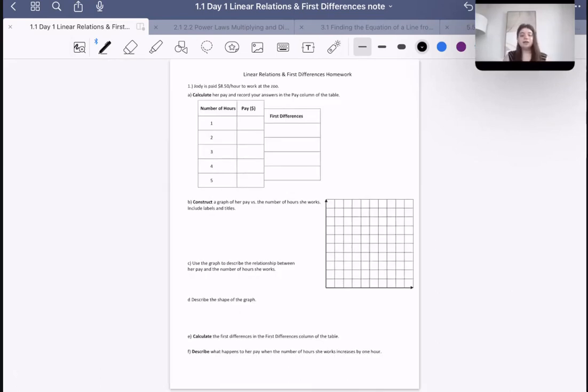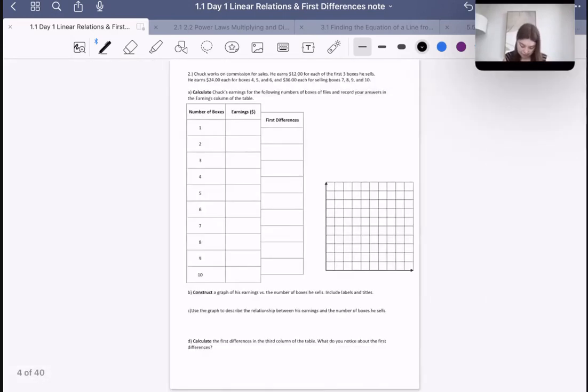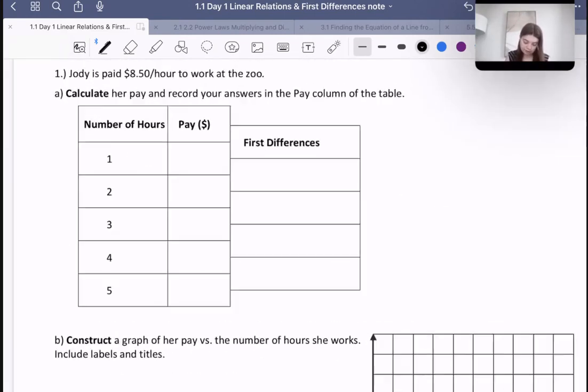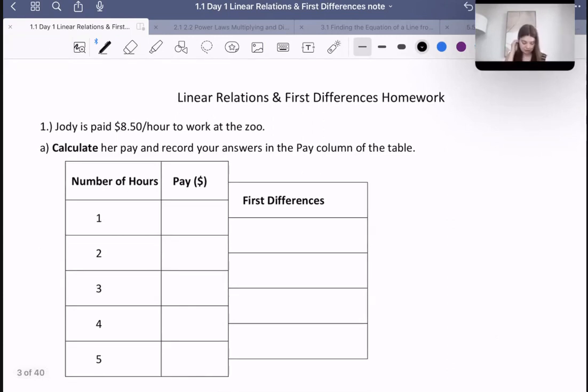All right, so let's do a few more examples here. I'm not going to complete every question on the homework. I'm going to leave question 2 for you guys to try on your own. But for question 1, I'm going to fully go through and take up the answers to this. Number 1 says Jody is paid $8.50 an hour to work at the zoo. Calculate her pay and record your answers in the pay column.